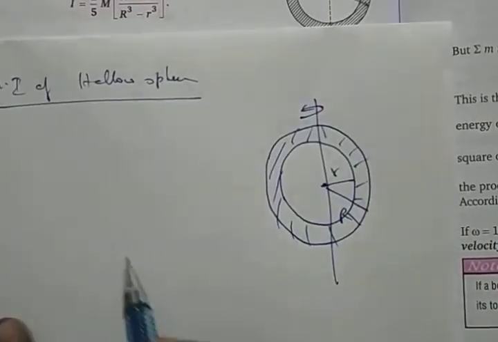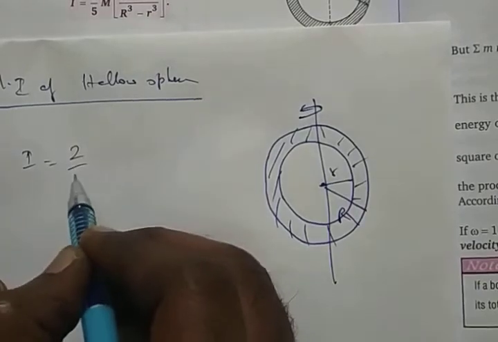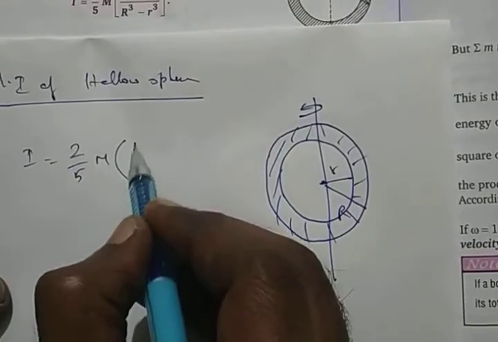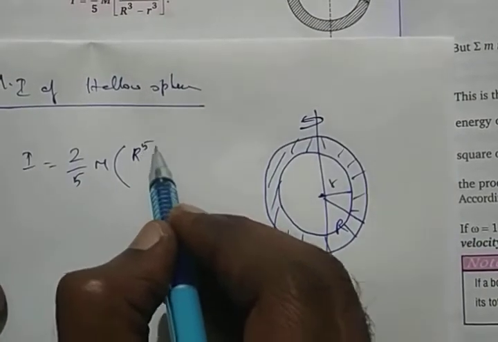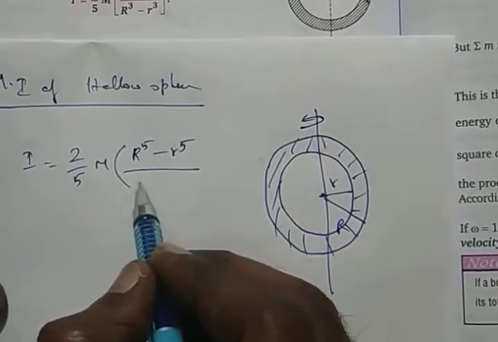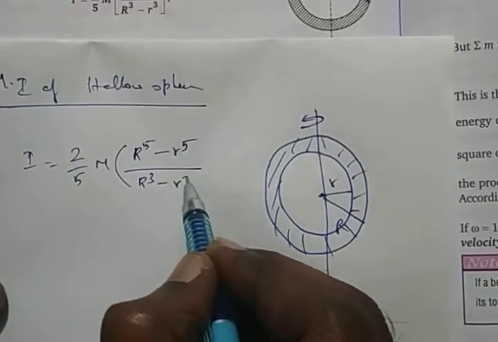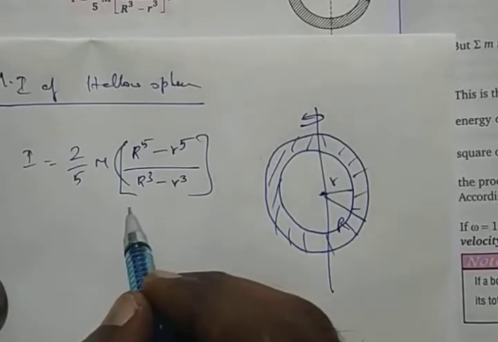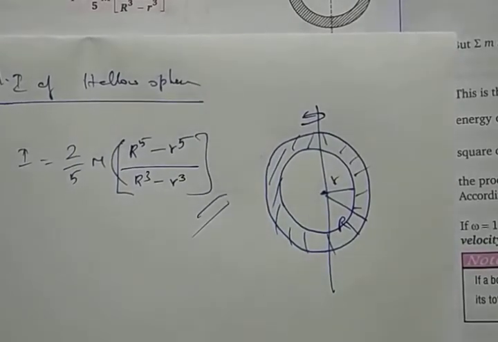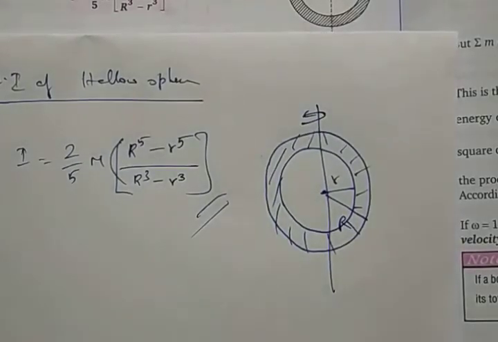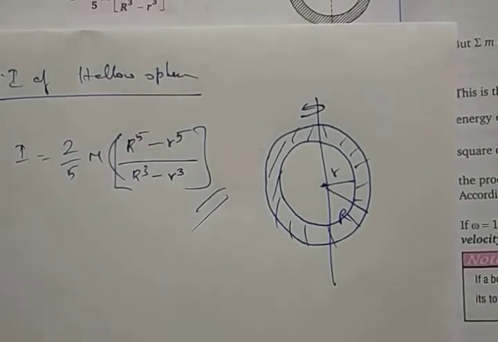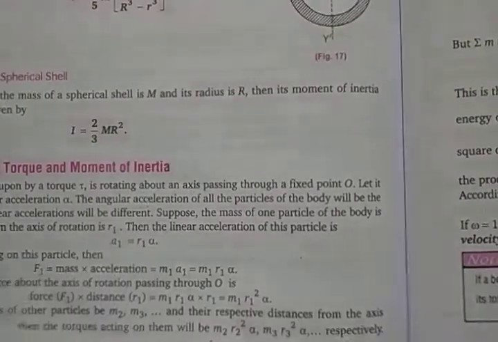How will it be? So I is going to be equal to 2 by 5 capital M into (R to the power of 5 minus small r to the power of 5) upon (R cube minus small r cube). It's looking quite strange. It's different. It's okay. So this is the way it will be. This is a hollow sphere. Okay. So these are the different ones.